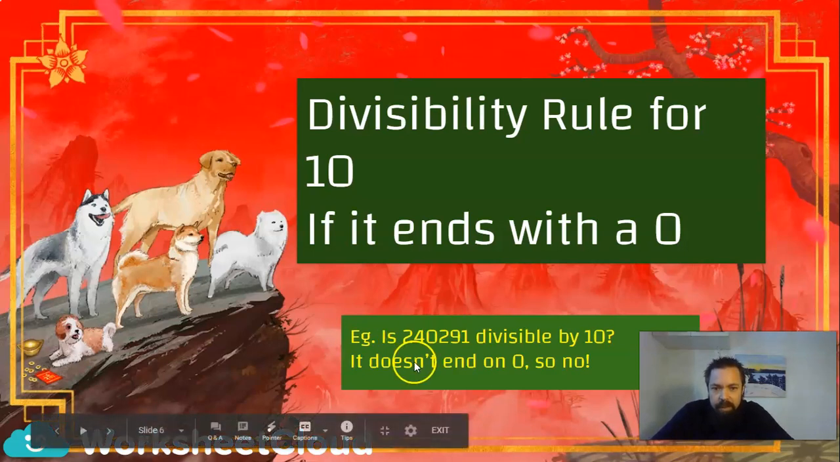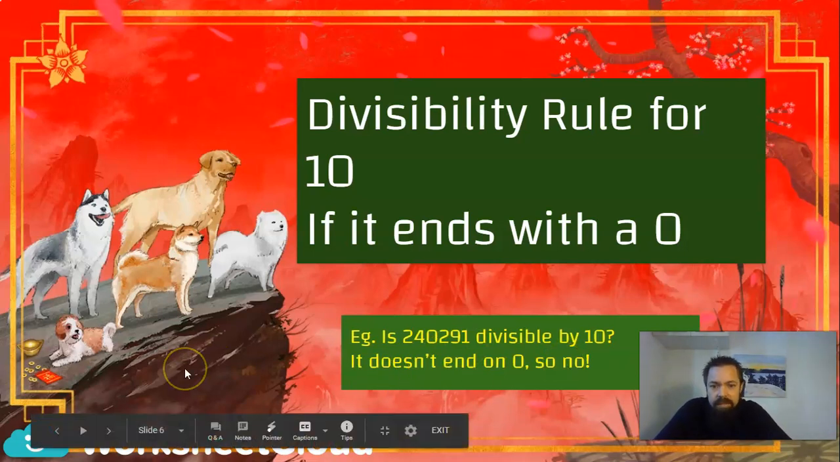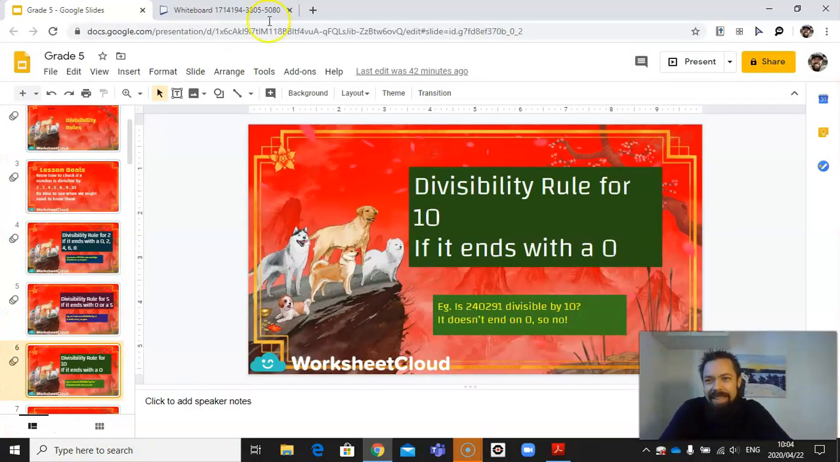So if I give you the number 240,291, and I ask, is it divisible by 10? I only look at the last digit. It's not a 0, so it's not divisible by 10. Simple as that. If it's a naught, it is. If it's not, it's not. If the last digit is not a naught, then it's not divisible by 10.